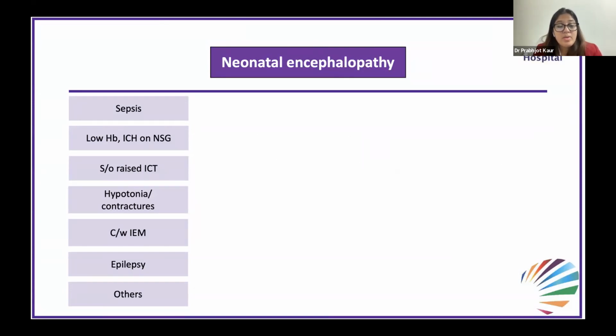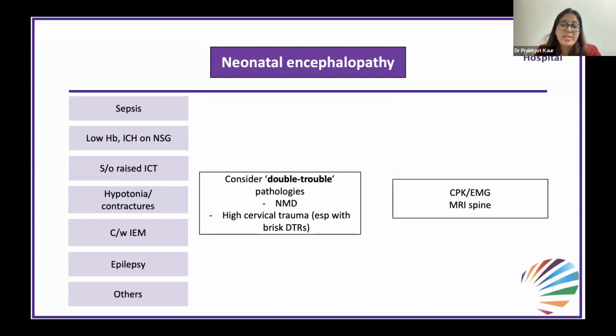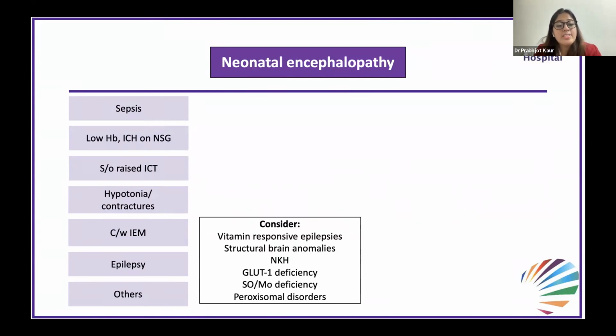In case we have a baby who has hypotonia or contractures in addition to encephalopathy, we consider other pathologies like neuromuscular disorders or very high cervical trauma, in which case the baby may have weakness, but can have preserved reflexes. And we can plan for a CPK or EMG, investigate accordingly, plan for an MRI of the spine. If we have initial investigations consistent with IEM, we will discuss it further.